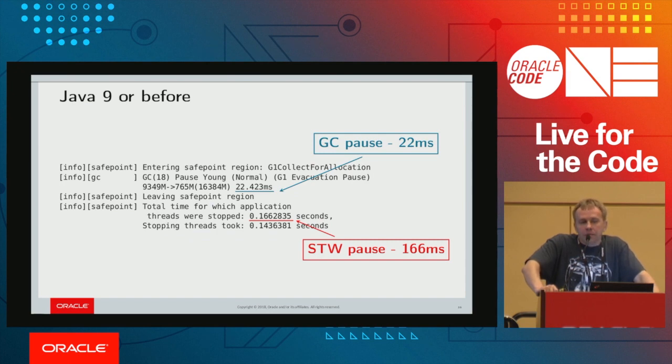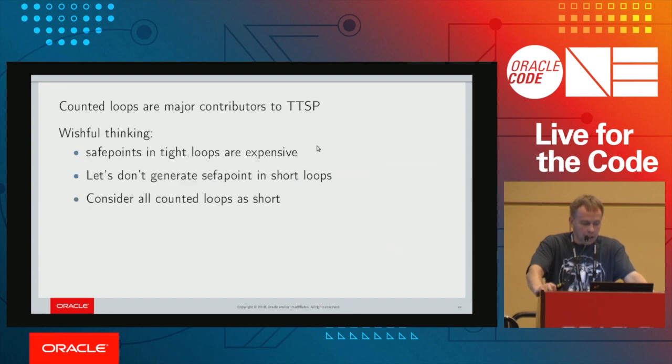What I see here is quite a small, nice pause, 22 milliseconds, not large. But the application pause, until my application reaches all safepoints, is approximately 8 times larger, exactly 7.5 times. So it's not only GC doing that. The problem is that, like in that particular example, inserting safepoints inside tight loops is expensive.